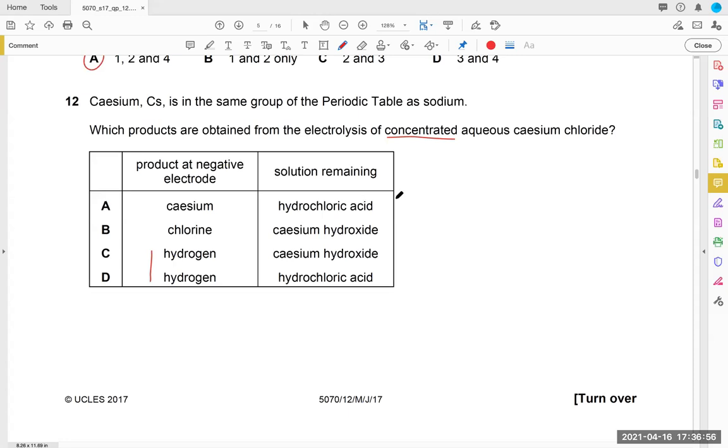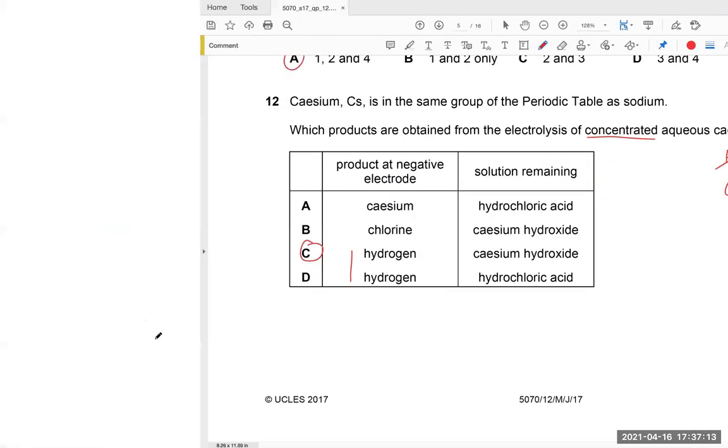And the products that remain, so you have hydrogen and hydroxide and cesium and chloride. These are the ions that you have. Hydrogen goes on the other side, chloride goes on the other side. What do you have left over? Cesium hydroxide. So that is true. So C is your answer.